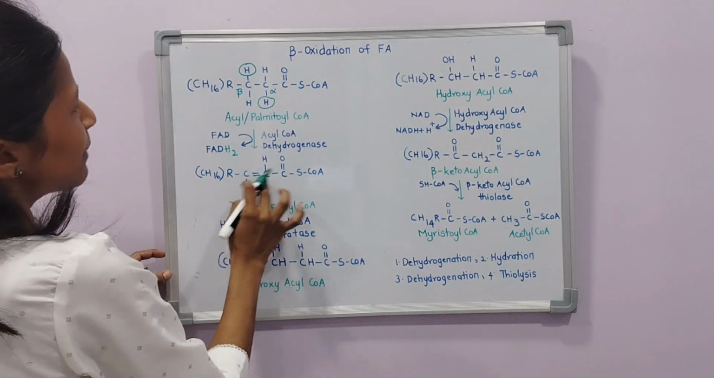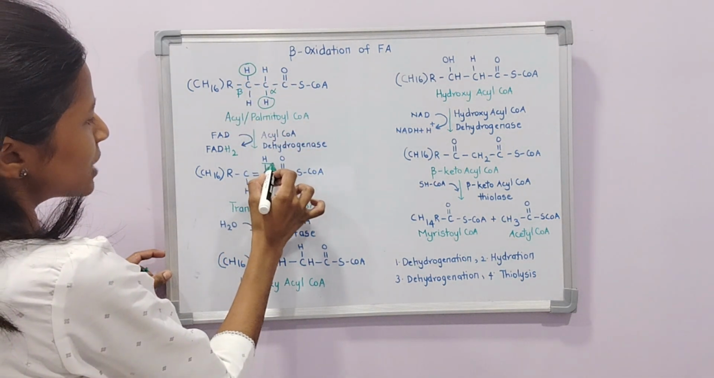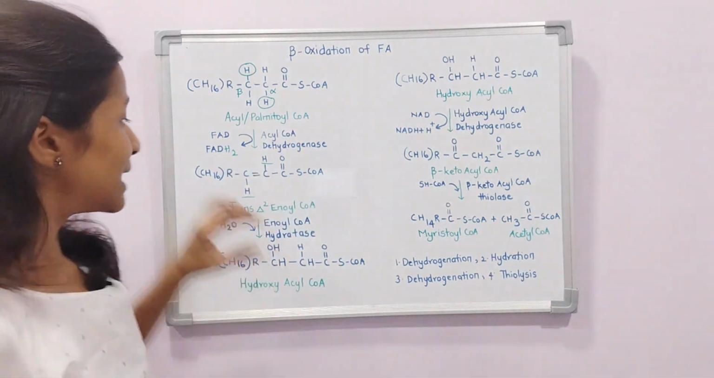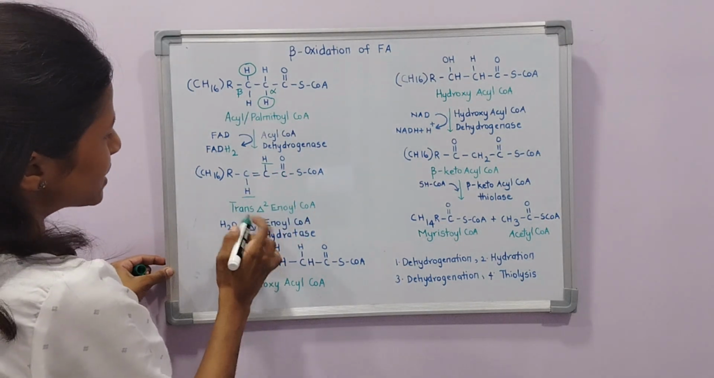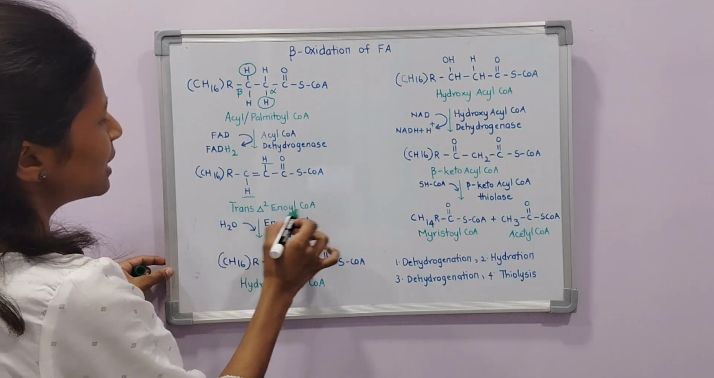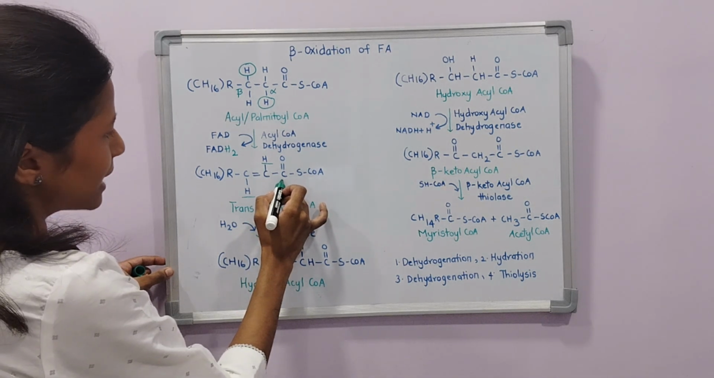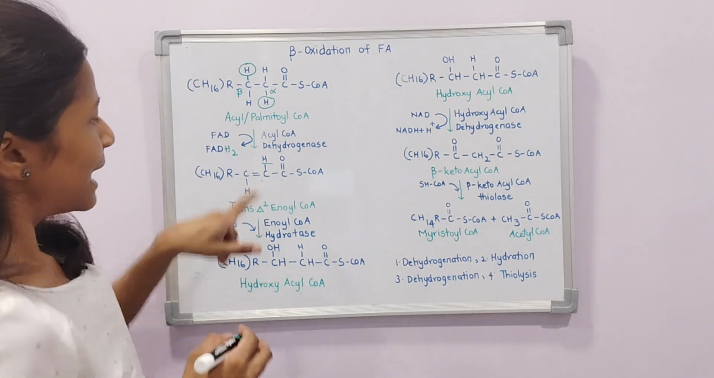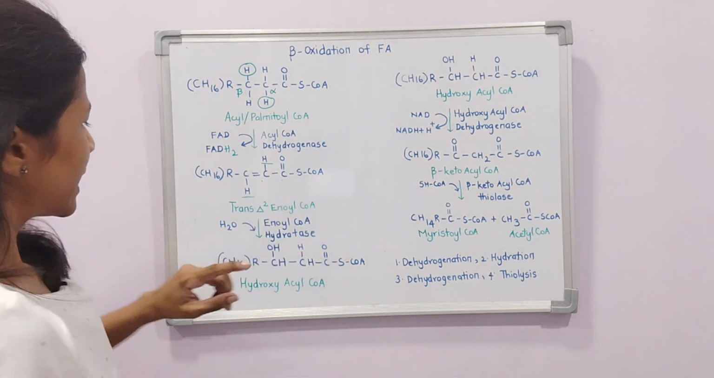Now here a double bond is formed, and if you notice, this hydrogen atom and this hydrogen atom are in the opposite direction, meaning they are in the trans state. So that is why the product formed is called trans-enoyl-CoA. Delta 2, because this is the first carbon atom, delta 1, and this is going to be delta 2, the double bond is present in delta 2. So trans delta 2 enoyl-CoA.